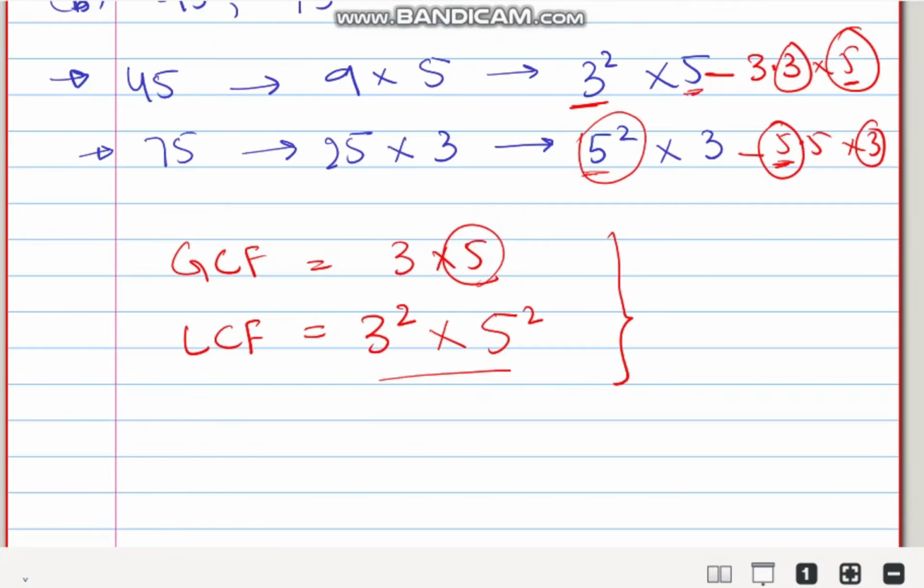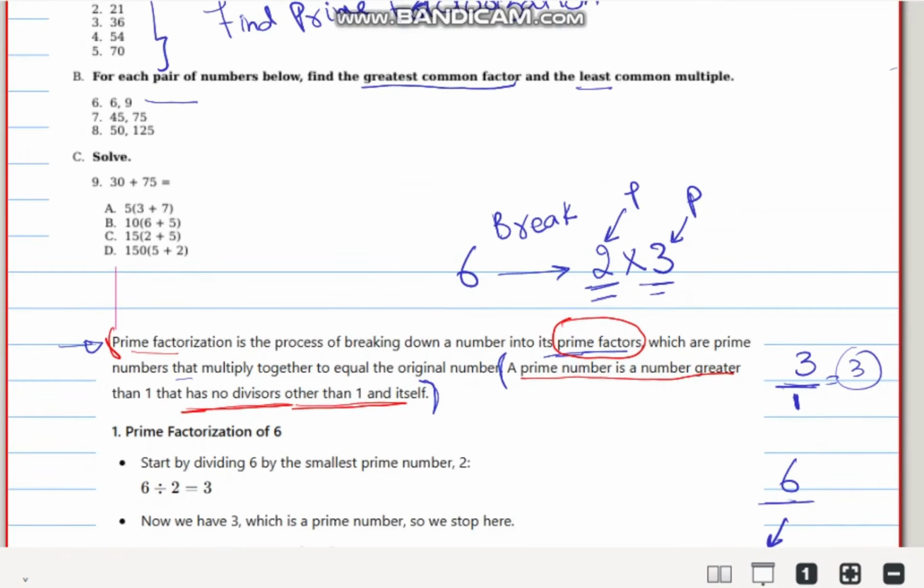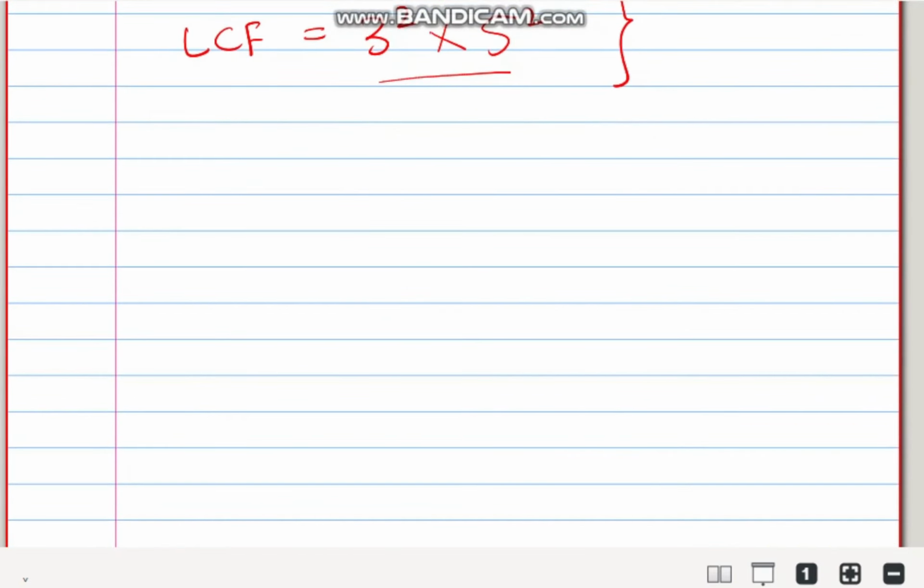Now I will write another question, which is 50 and 125. Now let the students try this one. Students, please try this question and write the answer in the comments. Please do it quickly.